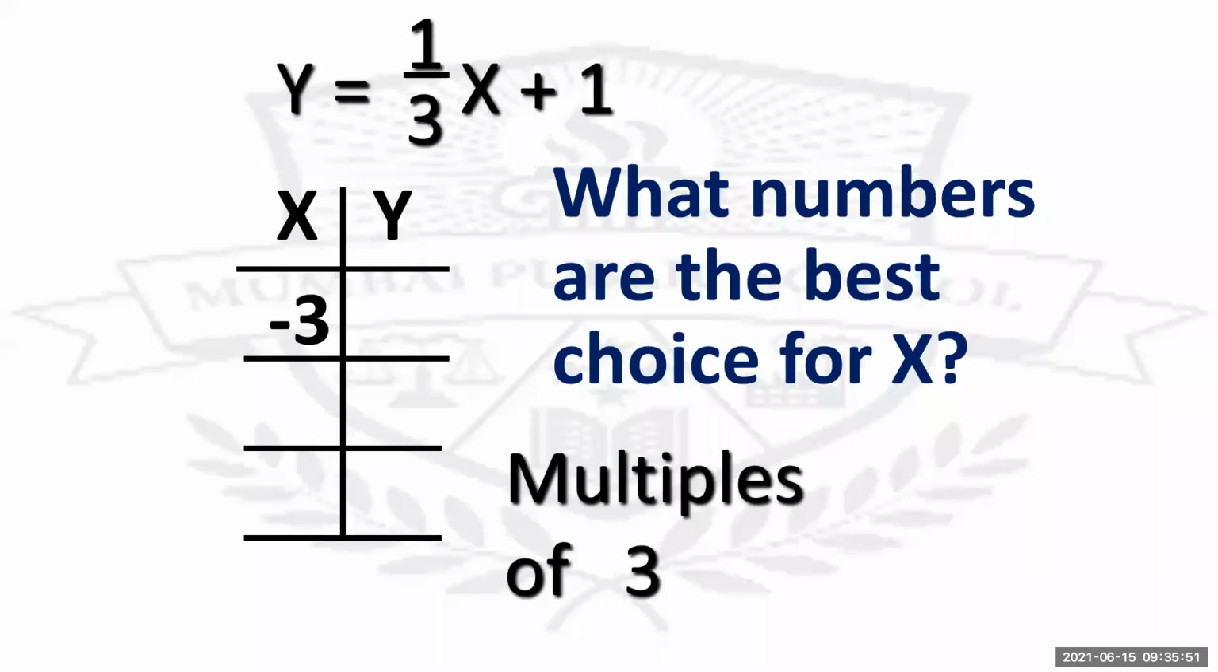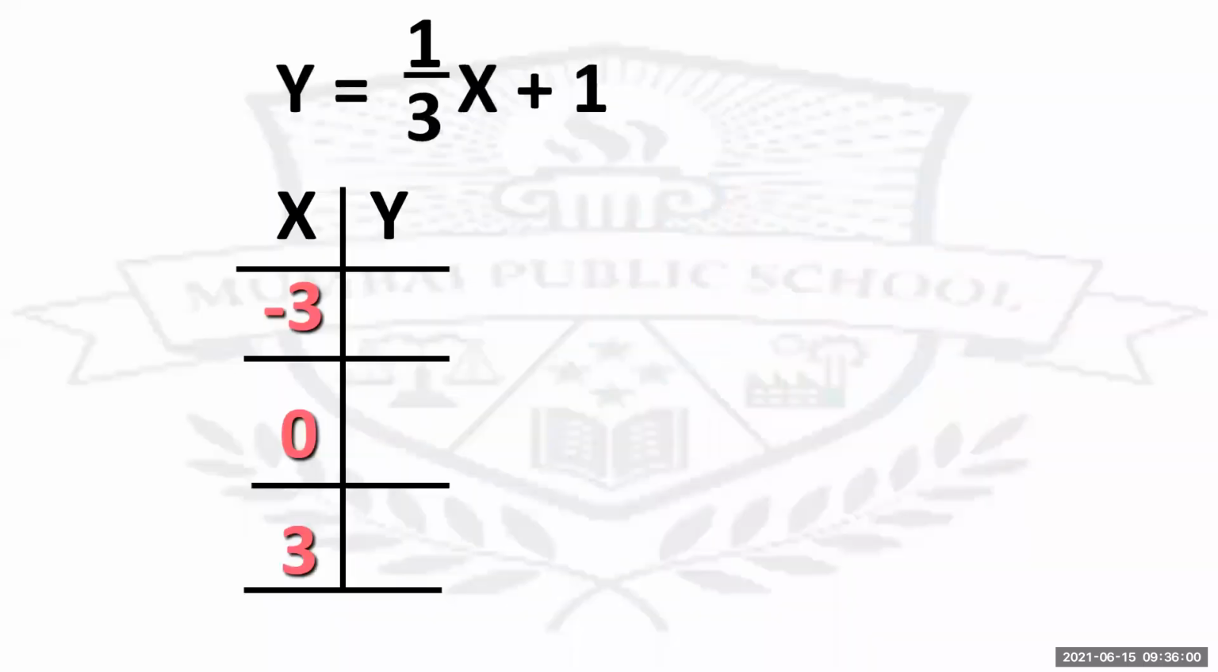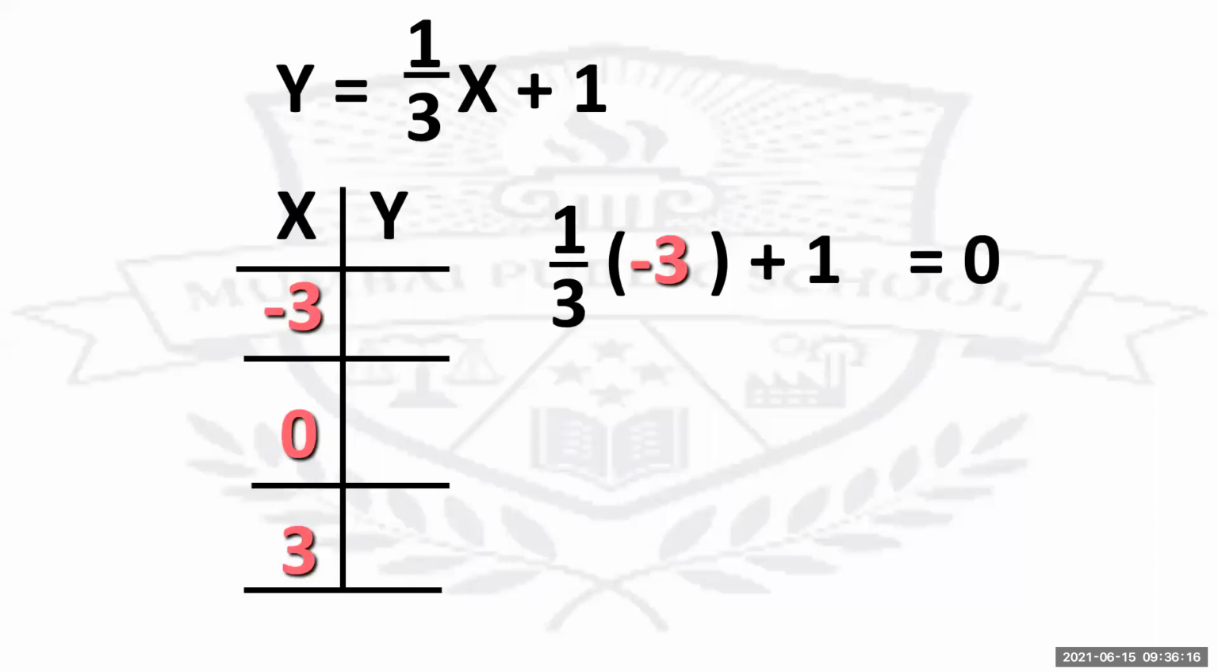Check. x is -3, 0, 3. So now when you substitute x as -3, what happens? Check. 3 in the denominator, 3 in the numerator gets cancelled off. So you'll be left with -1 plus 1. When you carry on the operation, you'll get the answer as 0.